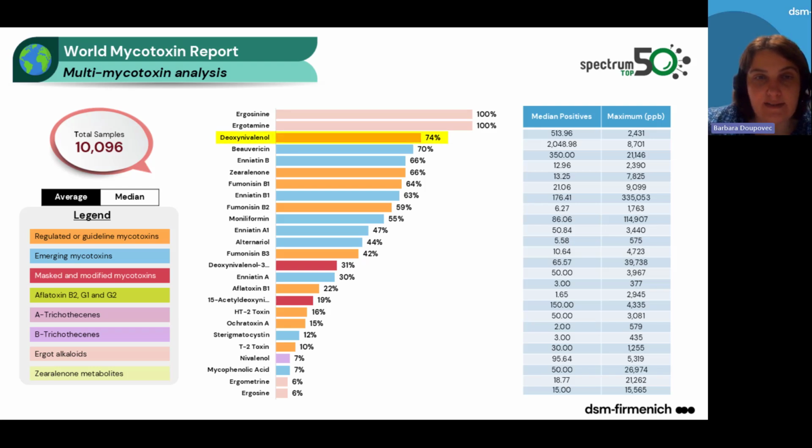It occurs in 74% of all analyzed samples, with a median value of 350 ppb and a maximum of 21,000 ppb. And you see a very prominent color is the blue one, which stands for emerging mycotoxins. So we see here beauvericin and enniatins also occur in almost 70% of the samples.